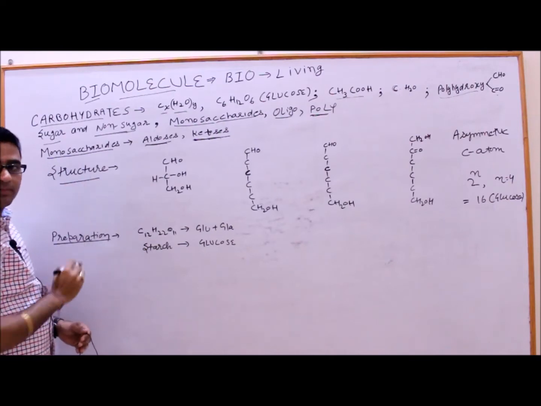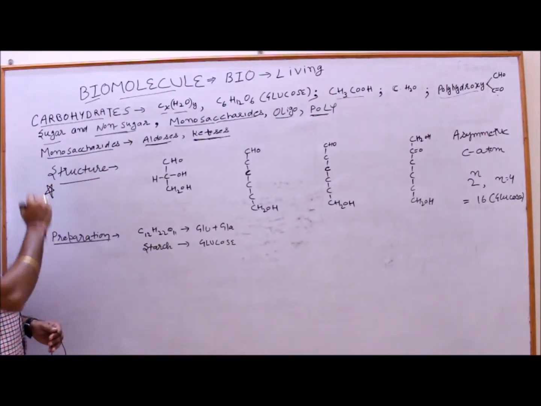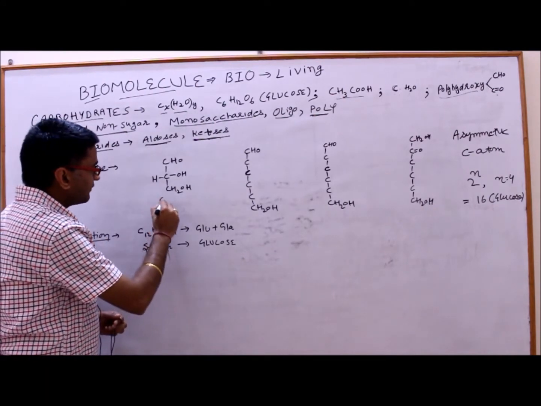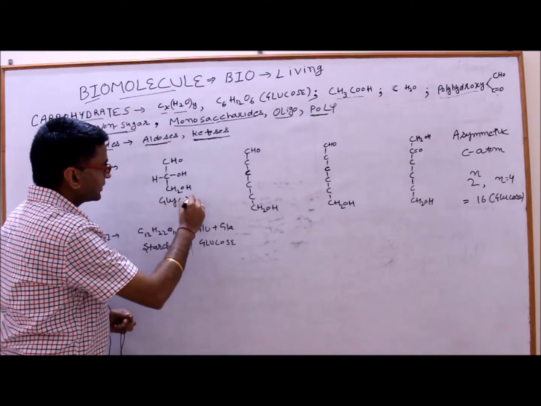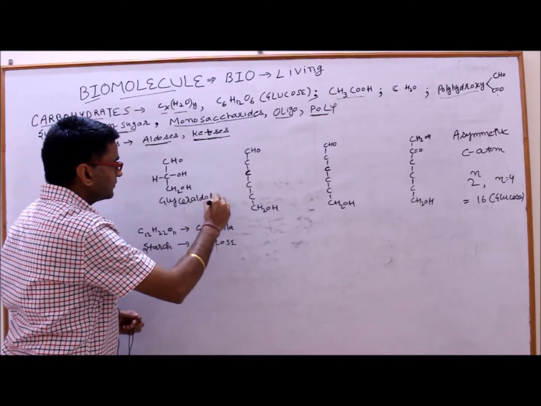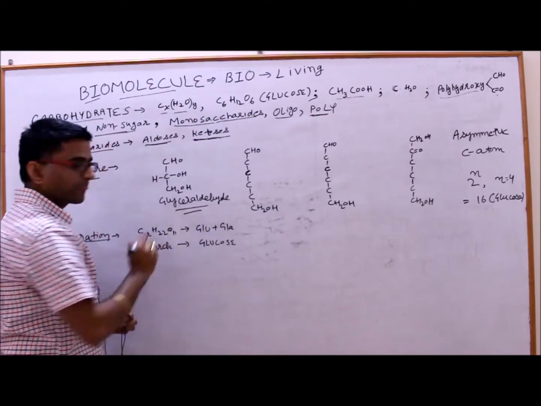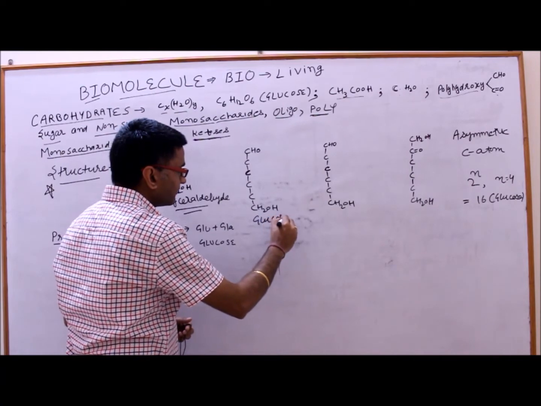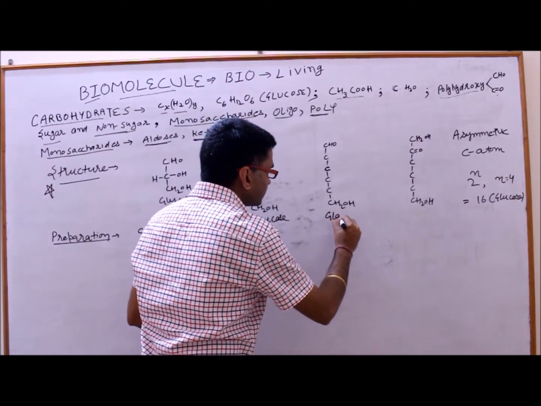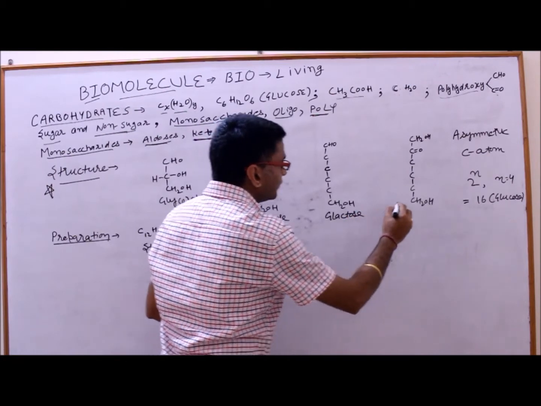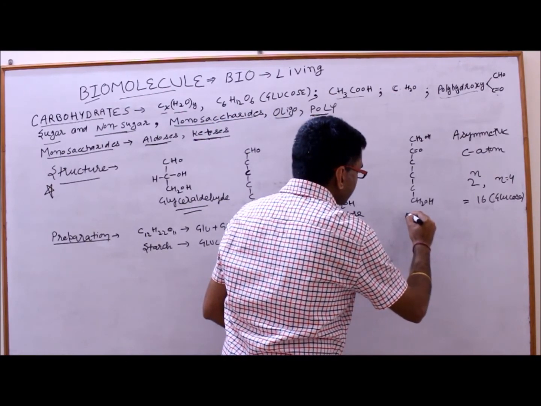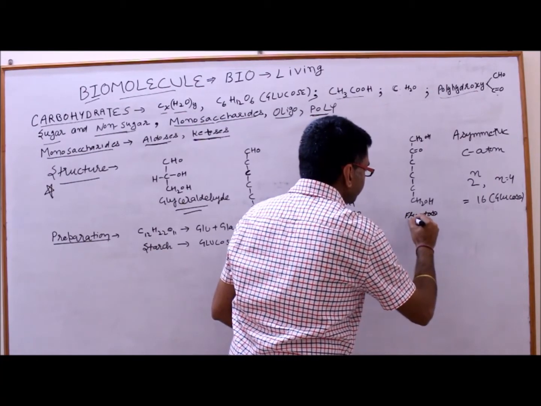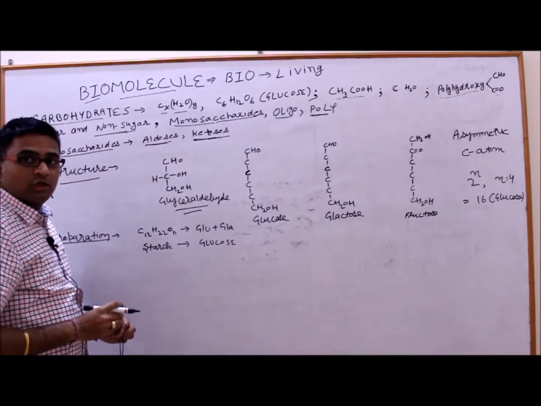Now let's see the structure of carbohydrate, and this is the important topic and questions can be asked from structure. The simplest carbohydrate which we have is glyceraldehyde. Glyceraldehyde. Okay, and then we have here glucose. Here we have galactose, and here we have fructose. Okay, so now let's see.